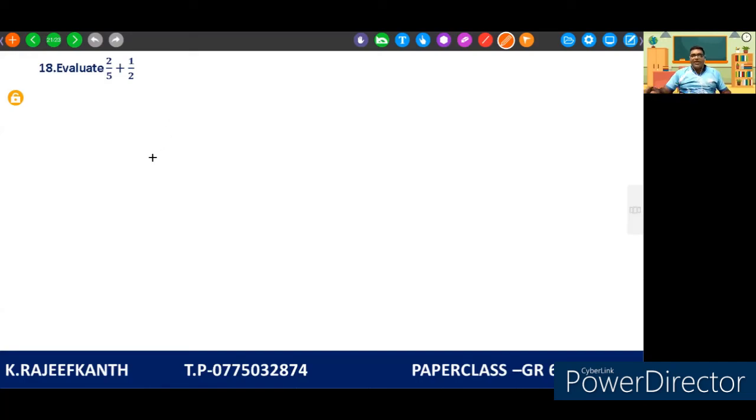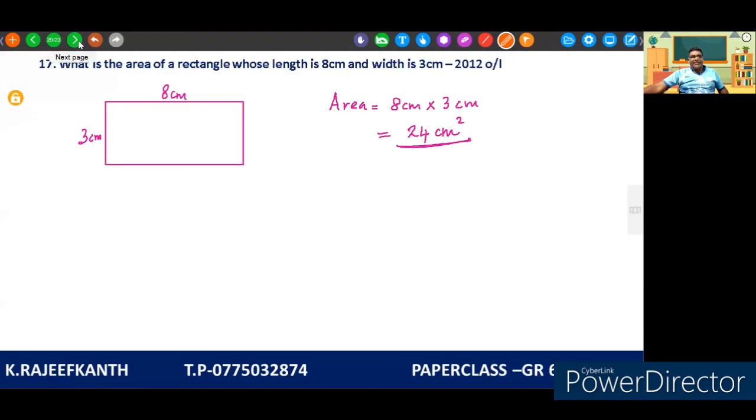This you have learned in grade 5, and you have already finished it in grade 6 also. Here 205 plus 102. Some are asking what is the answer for 16 and 17. Here 16 is 4.73 and the 17th is 24 centimeter squared.